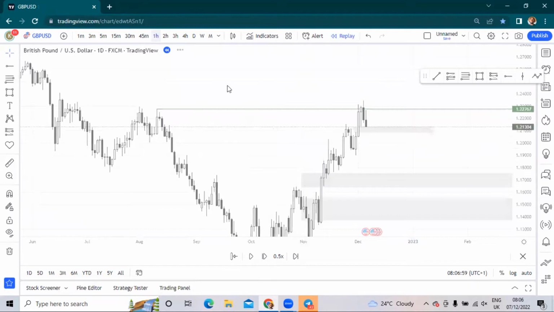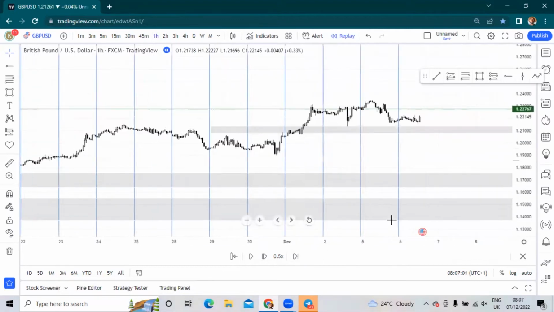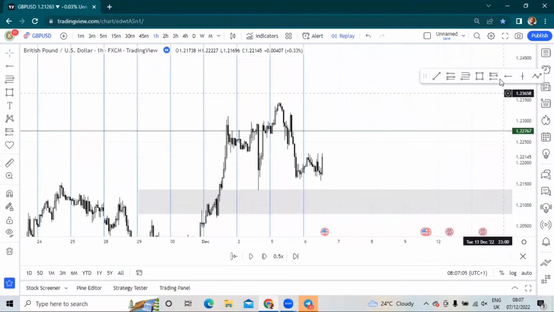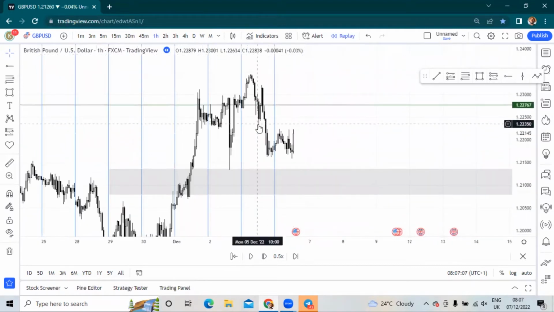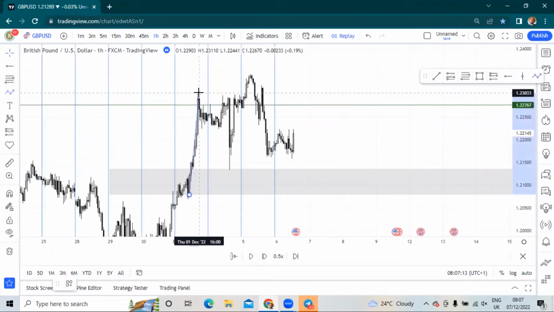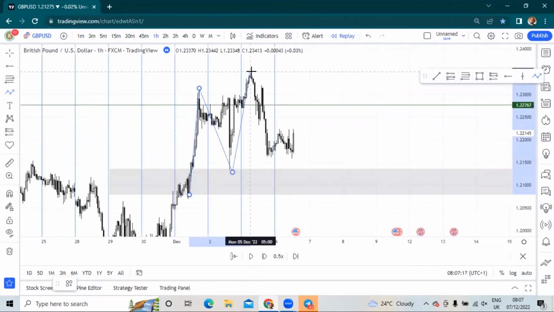So let's see what the 1 hour is showing us. Looking at the 1 hour charts, we see price has changed character. We saw this Monday high, low, higher high. Currently on Monday, I lost my trade. Why? Because I was expecting a higher low and price to take off, but that didn't happen.